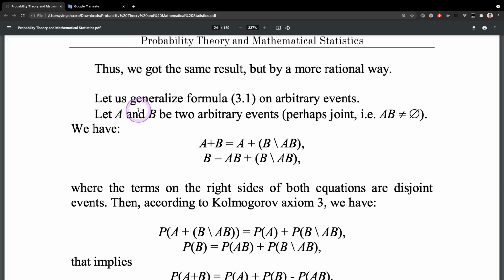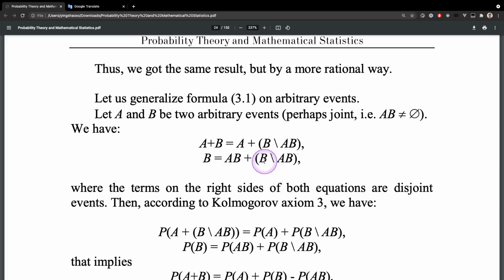So let us generalize the formula to arbitrary events. Let A and B be two arbitrary events, perhaps joint, for example, AB does not equal the empty set. Then we have P(A + B) equals P(A) plus P(B) minus P(AB).